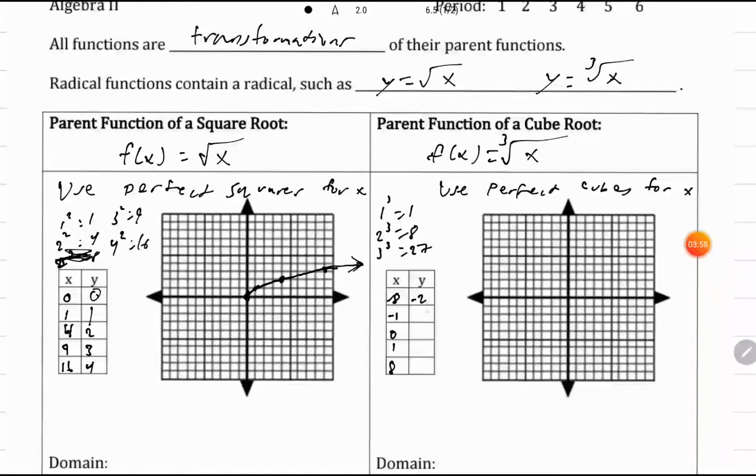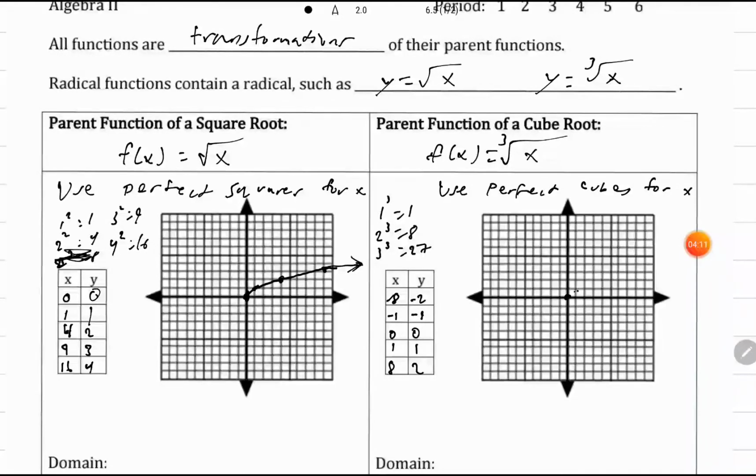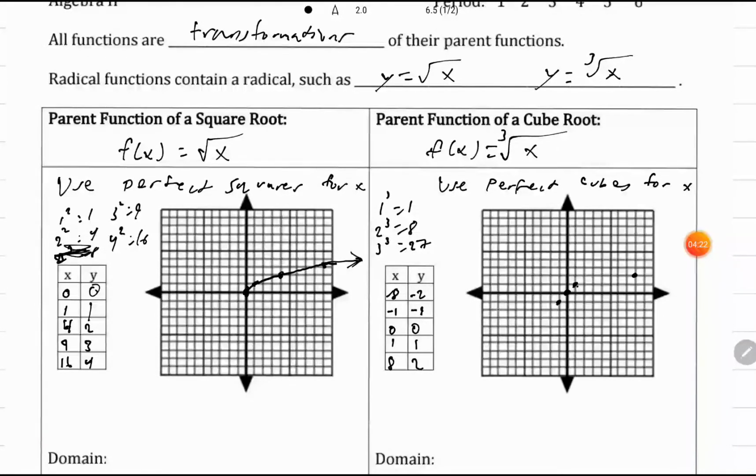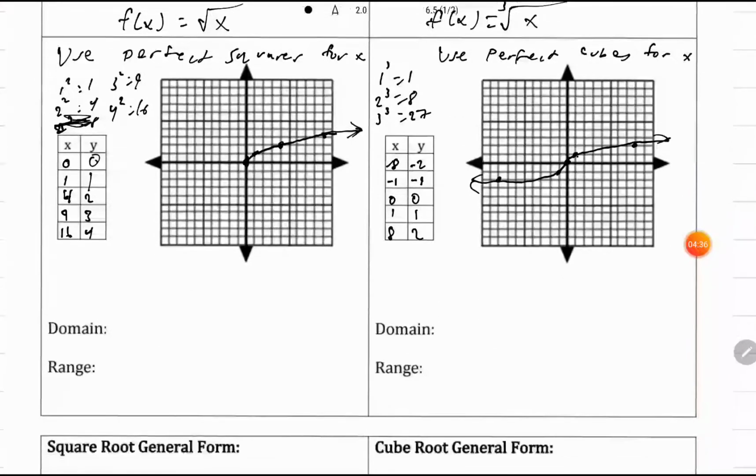Cube root of negative 8 is negative 2. Cube root of negative 1 is negative 1. Cube root of 0 is 0. Cube root of 1 is 1. Cube root of 8 is 2. So we got this going on. 0, 0, 1, 1, negative 1, negative 1, and then 8, 2, and negative 8, negative 2. Got that going on. Let's look at domain and range for these.